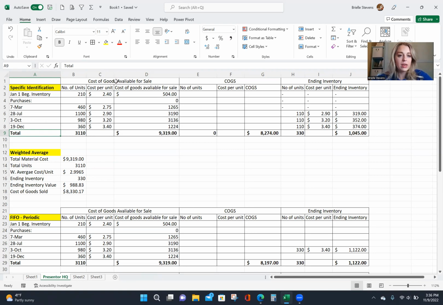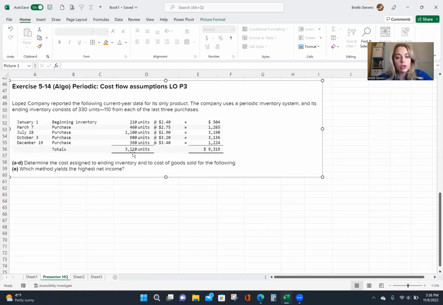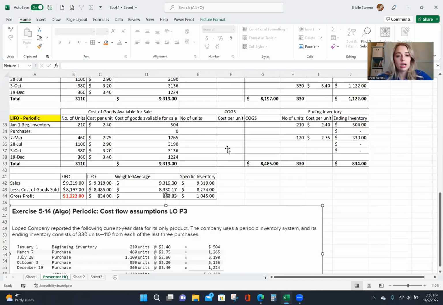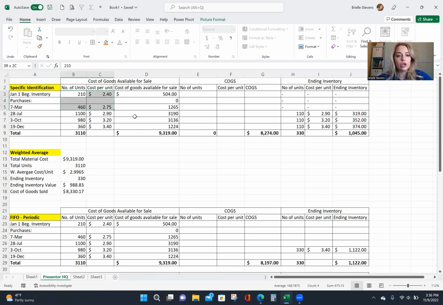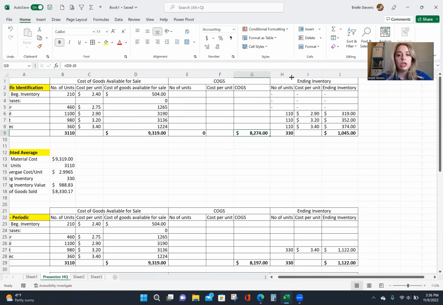So we want to understand, first of all, and like I said, this is given. So right here, it totals 3,110 units for a total cost of $9,319. So that you could totally skip out and ignore. Cost of goods sold is just one equation. I'll get to that in a minute. So the only thing you might want to do to save time is just this ending inventory section.